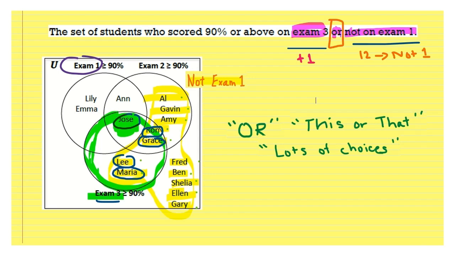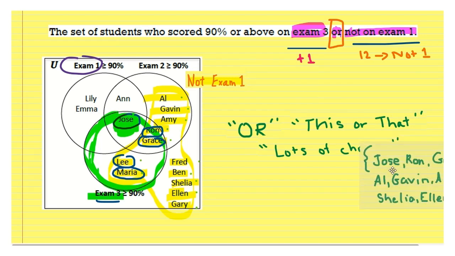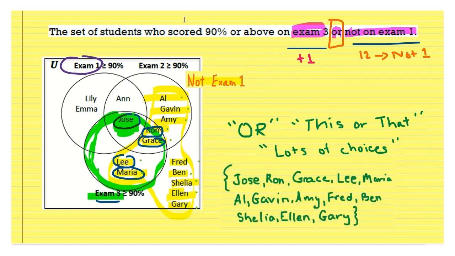So that means we're going to have to include all of those names because it's this or that. It's lots and lots of choices. It's a big area. So what we're going to do is represent all of those names with this roster, and it should be Jose, which is in exam 3, and all of our 12 students in the yellow area that is not exam 1. And so that should be 13.